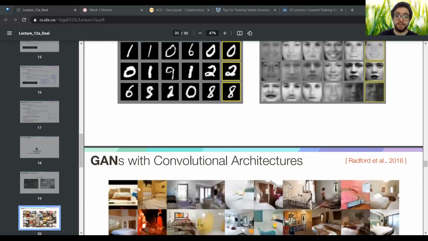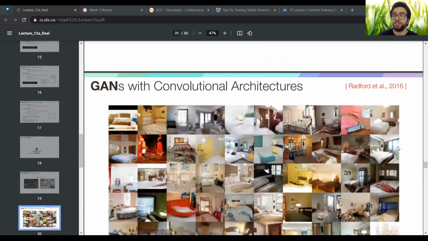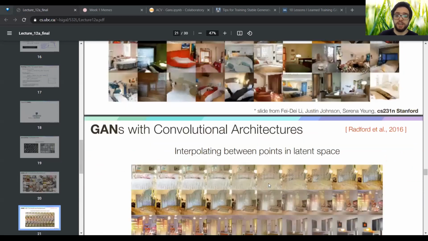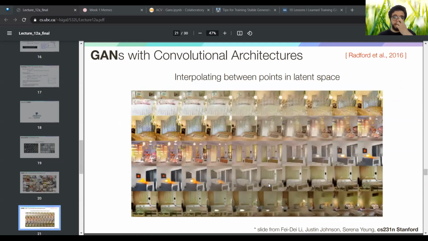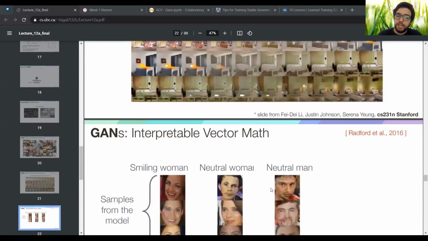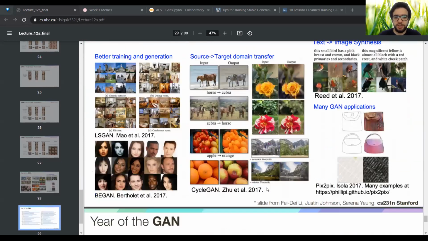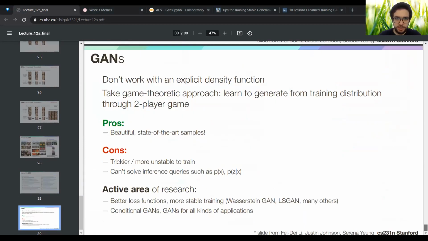Just to see some examples of creations: these are images created with GANs, very good images compared to the quality of the autoencoders, right? Yes, these are just some calculations on the latent space, but useless for us right now.